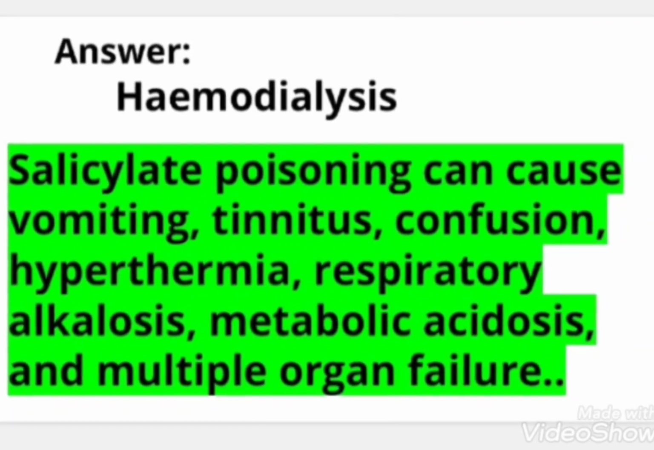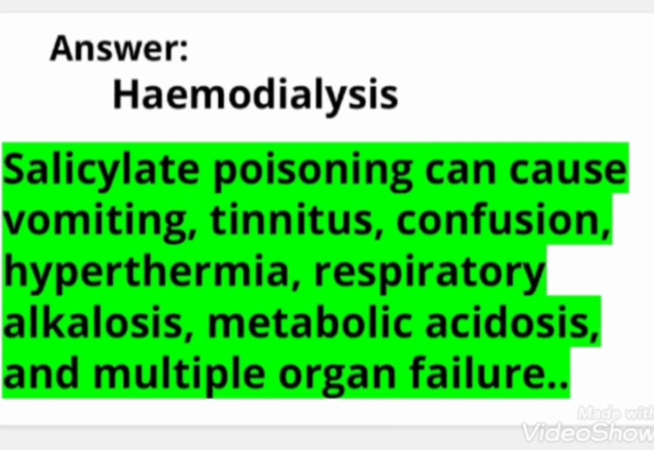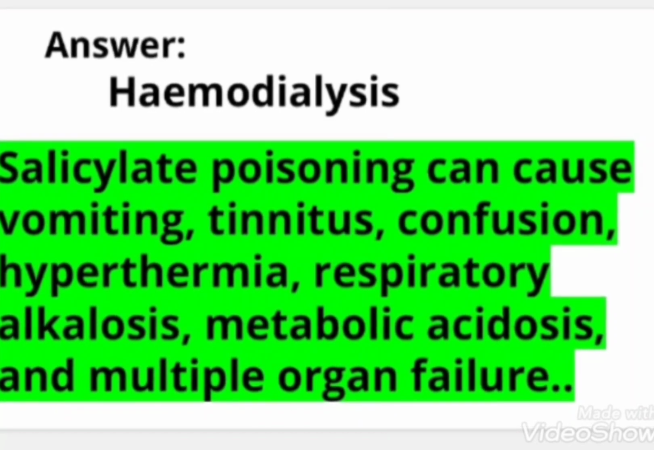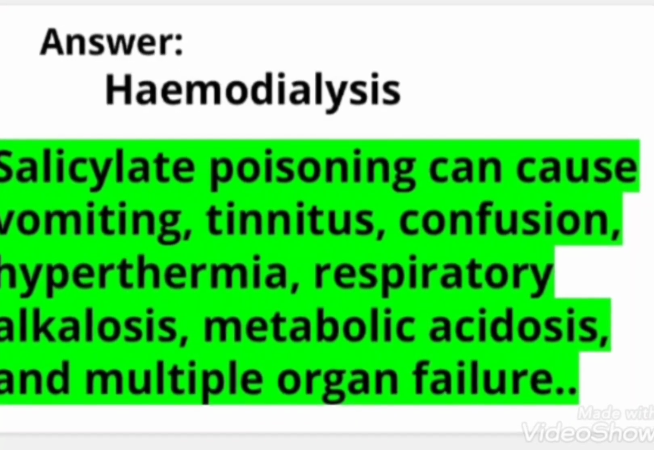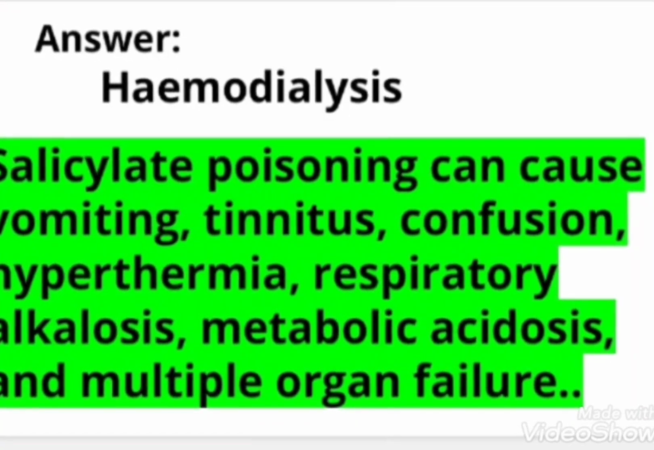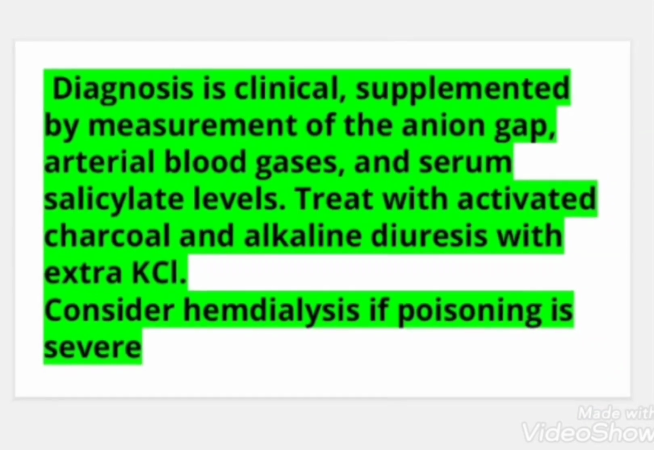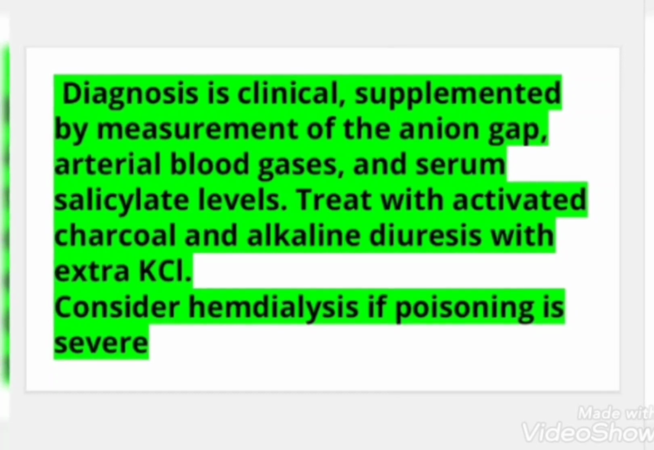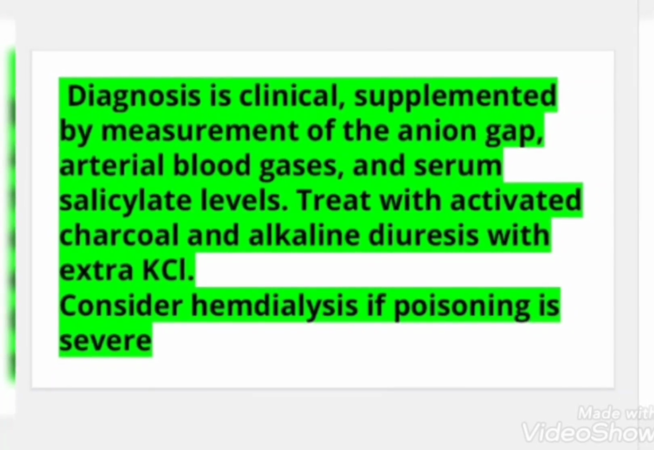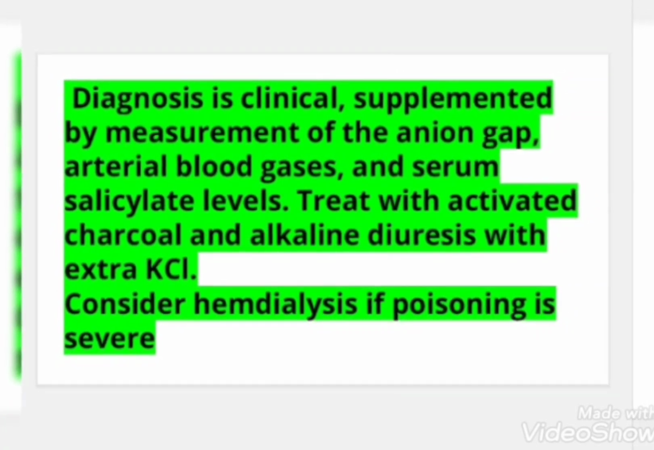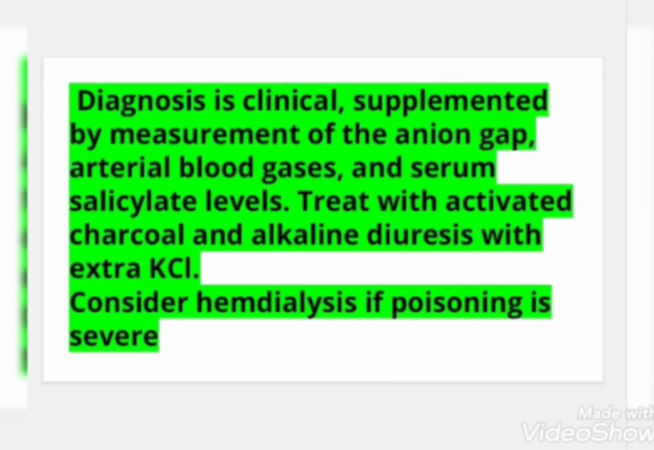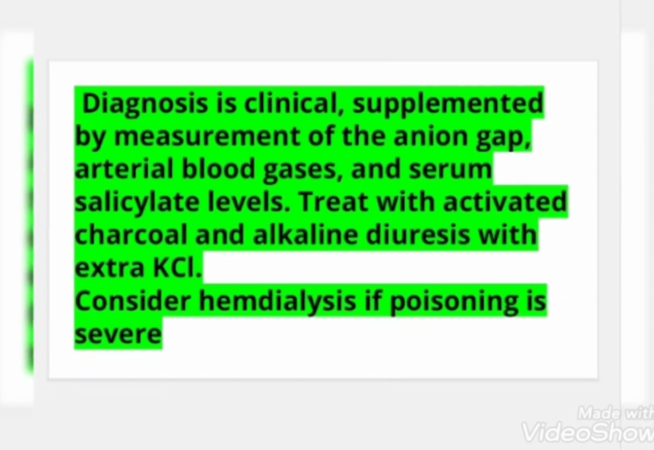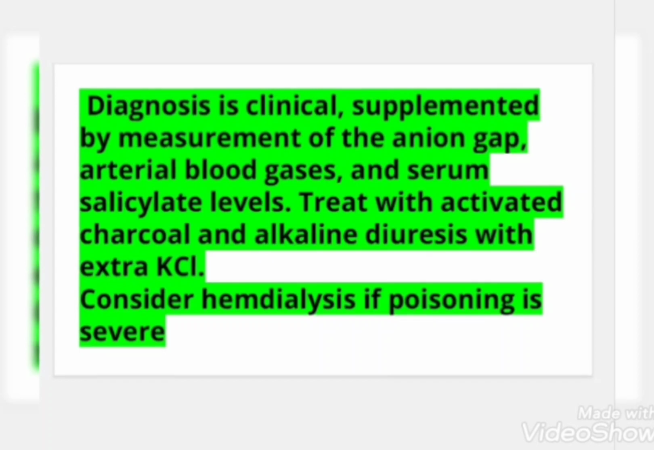Salicylate poisoning can cause vomiting, tinnitus, confusion, hypothermia, respiratory alkalosis, metabolic acidosis, and multiple organ failure. Diagnosis is clinical, supplemented by measurement of the anion gap, arterial blood gases, and serum salicylate levels. Treat with activated charcoal and alkaline diuresis with extra KCl. Consider hemodialysis if poisoning is severe.